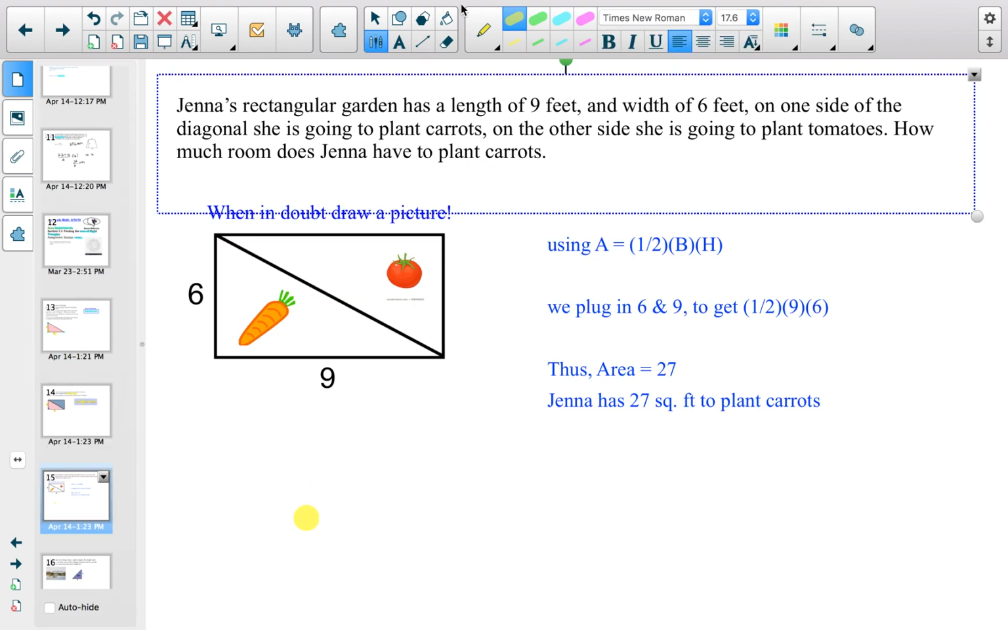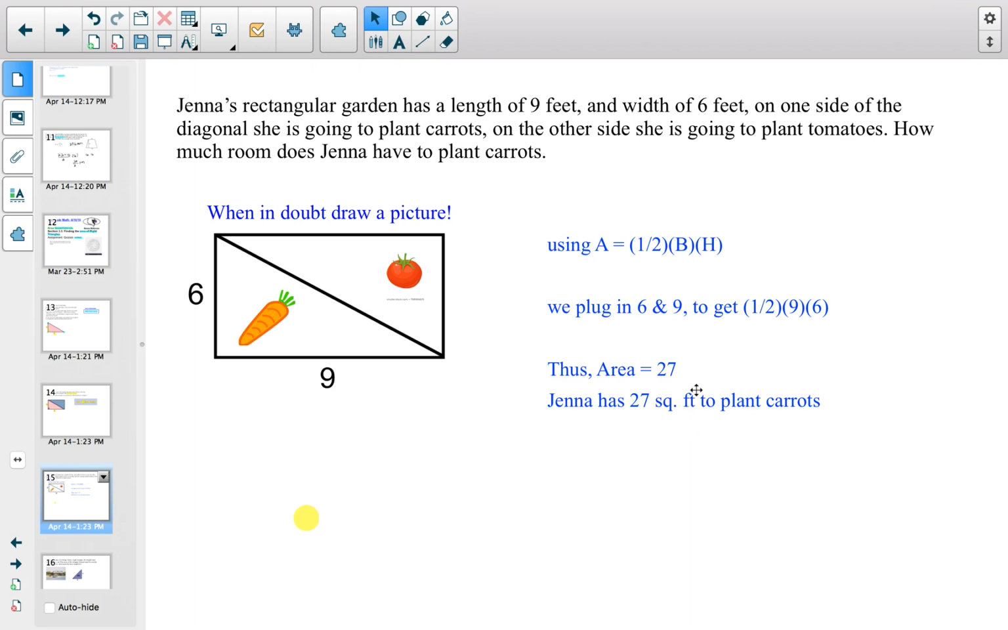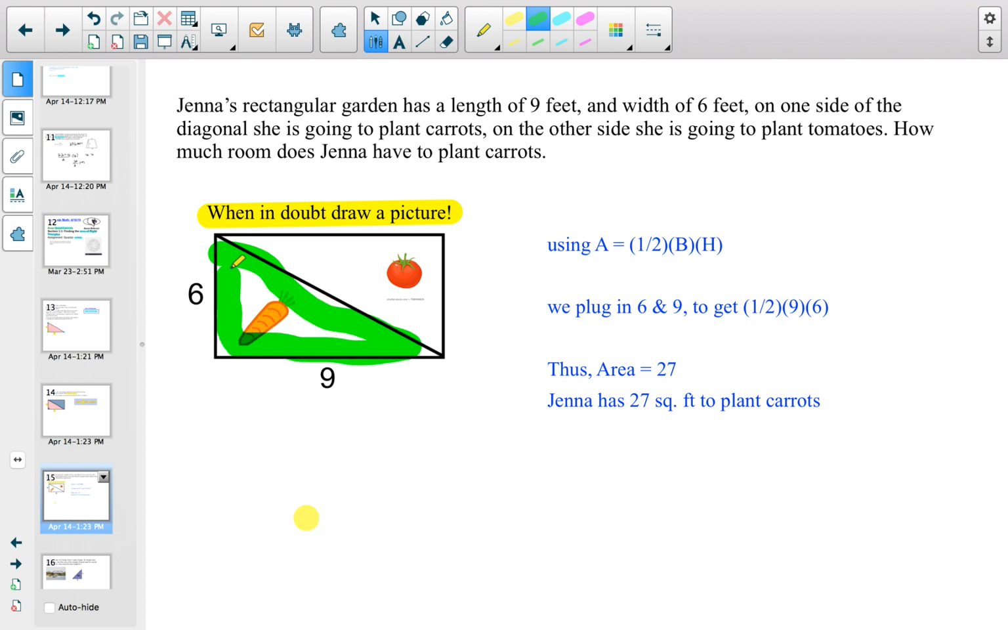So looking at this problem, Jenna's rectangular garden has a length of 9 and a width of 6. On one side of the diagonal, so this is the diagonal right here, she's going to plant carrots. The other side she's going to plant tomatoes. And like I said, when in doubt, draw a picture. See how I have this picture right here? It'll help you if you need to see what's going on. How much room does Jenna have to plant carrots? So we're trying to find what's right here.